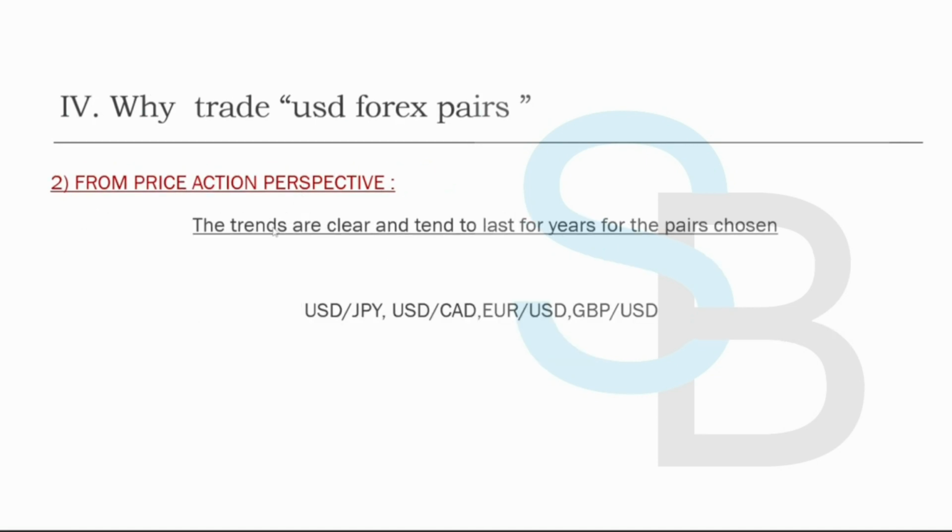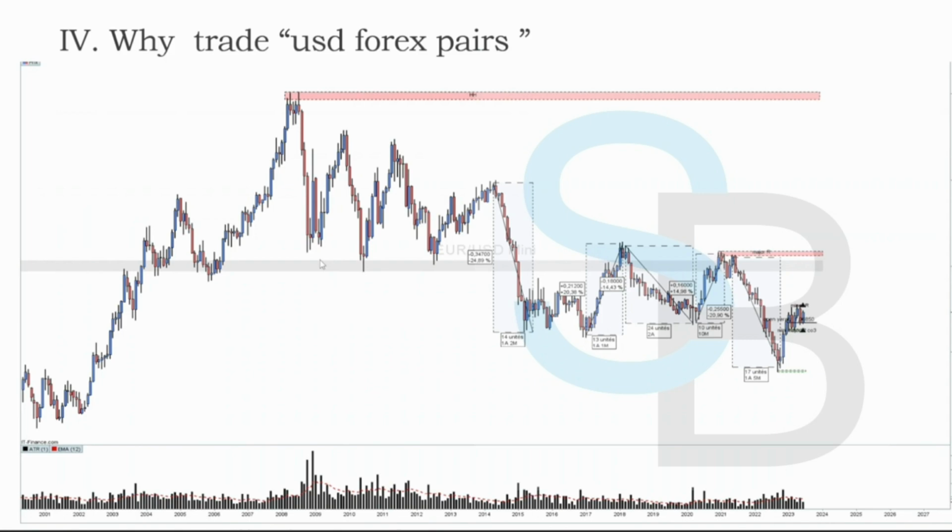From the price action perspective, the second reason is that the trends are clear and tend to last for years, and we chose those pairs. You should focus on these pairs: the US dollar Japanese yen, USD Canadian dollar, Euro US dollar, and pound US dollar. Those are the 4 pairs that you must focus on.